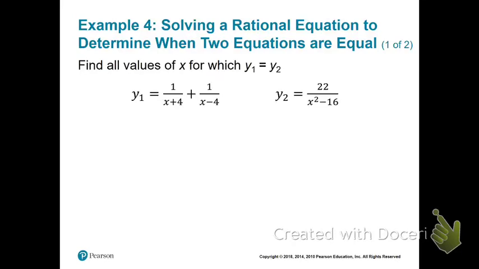So we're going to find all values of x for which y1 equals y2. Well, so we're going to solve when y1 equals y2. But we know what y1 is, don't we? What is y1? Yeah, 1 over x plus 4 plus 1 over x minus 4, correct? Equals, and do we know what y2 is? 22 over x squared minus 16. Good.